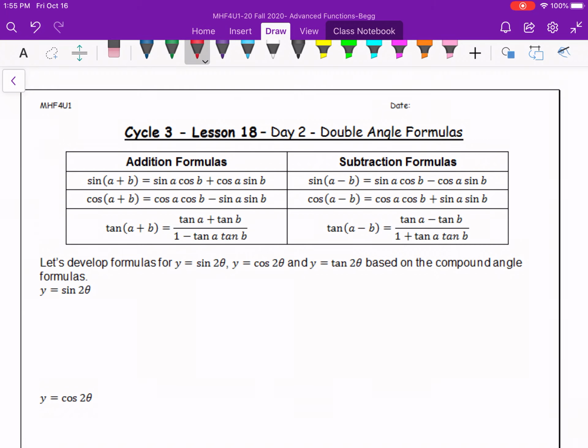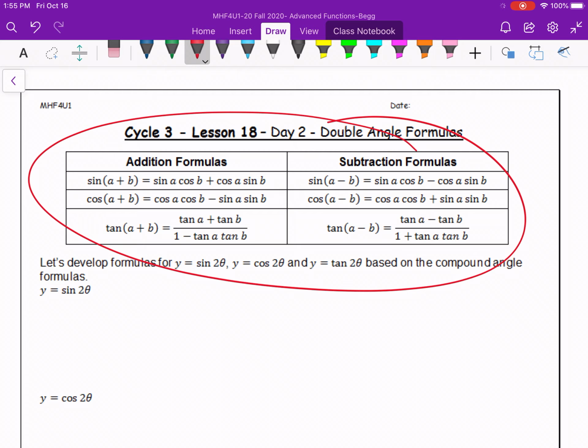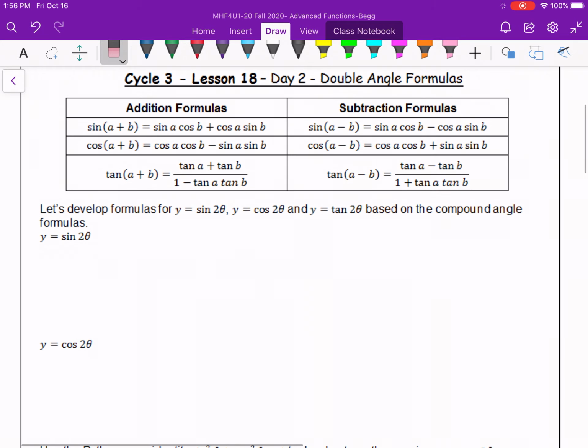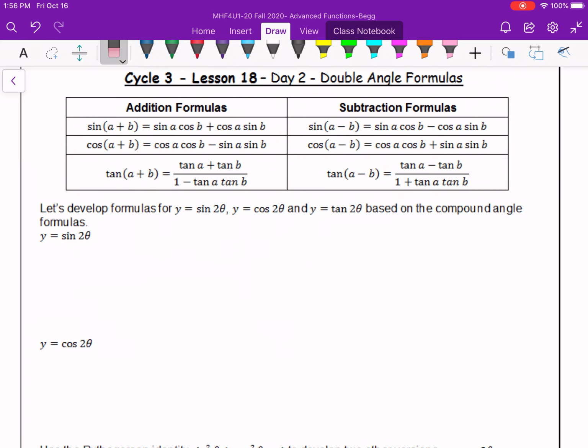In the last lesson, we looked at compound angle formulas, and you can see them all right here. Today we're going to look at some specifics of compound angle formulas, as in what do we do if we have two of the same angle, and we call those double angle formulas. We're also going to do an application using compound angle formulas. So let's jump right in.